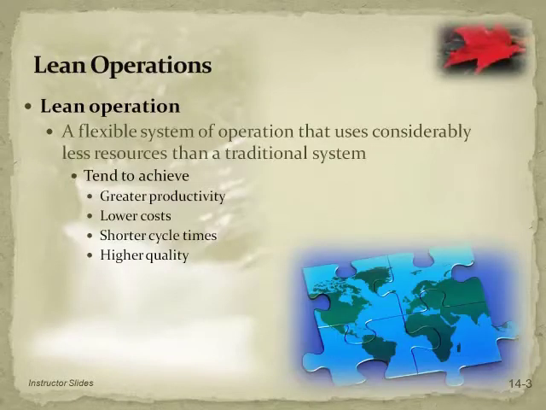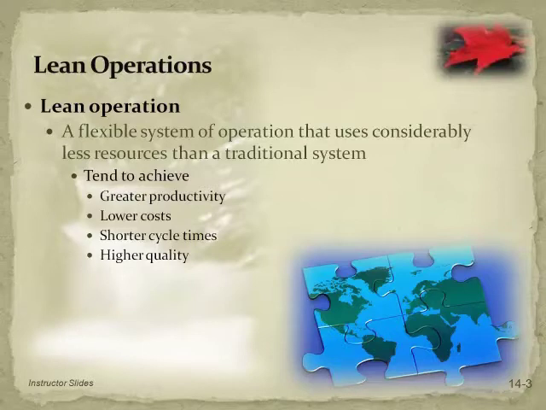So, lean operations. This slide shows a definition of lean operations. It's a flexible system of operations that use considerably less resources than traditional systems. So I think the word lean is very descriptive. If you think of a lean cut of beef or chicken or some meat, you will imagine a cut of beef that has an absence or very minimum fat associated with it, and it's lean.